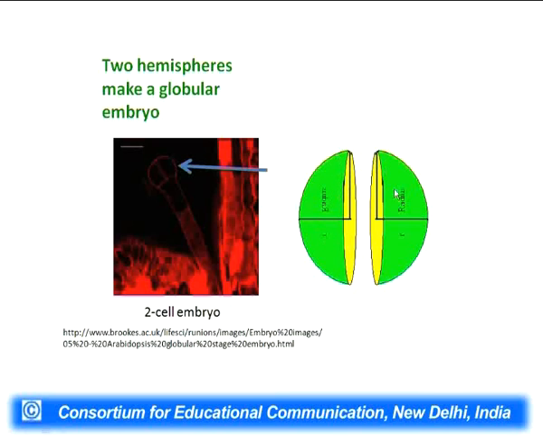If you have to make a sphere out of two, then both of them should be hemispheres. So, both the cells in this two cell embryo are compressed and both of them take the shape of a hemisphere. And so, there is a developmental constraint on the shape of a cell.